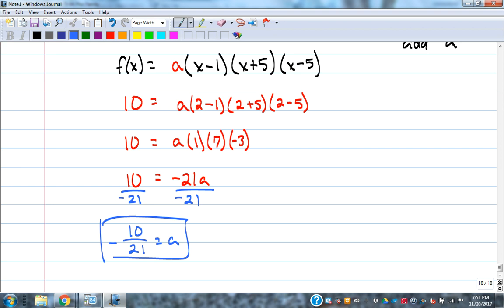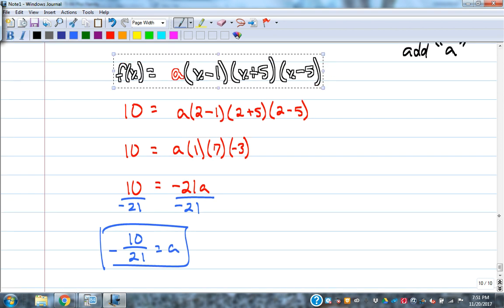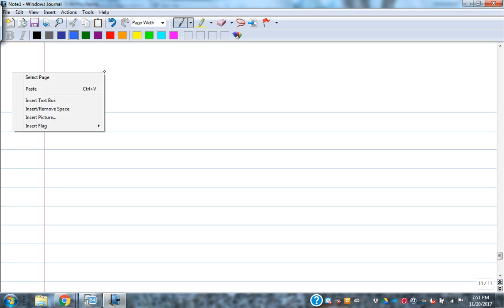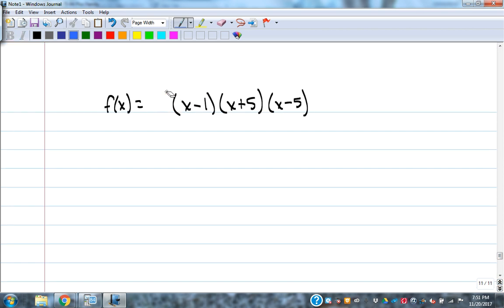We're going to go back, and now I've got this piece kind of already set up. The only difference is I know a is actually -10 over 21. And then I'm going to multiply everything out. I'm going to multiply these two guys together first. X plus 5 times x minus 5. That one actually is a difference of squares factoring. So x times x is x squared. Positive 5x and negative 5x cancel out, and you get minus 25 in there. That shortens this one up a little bit.